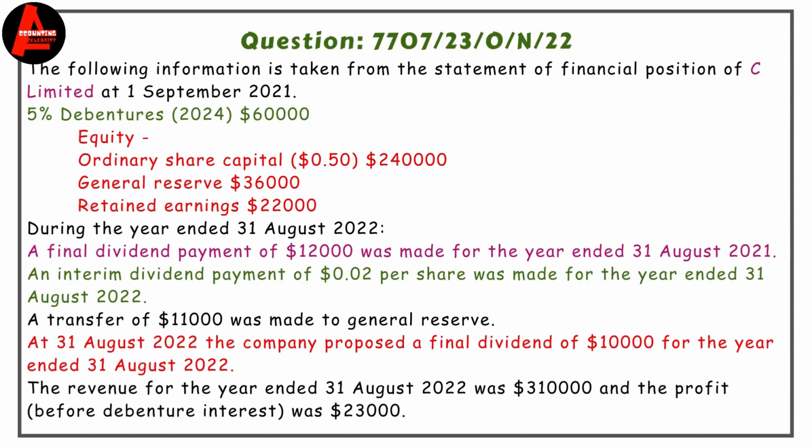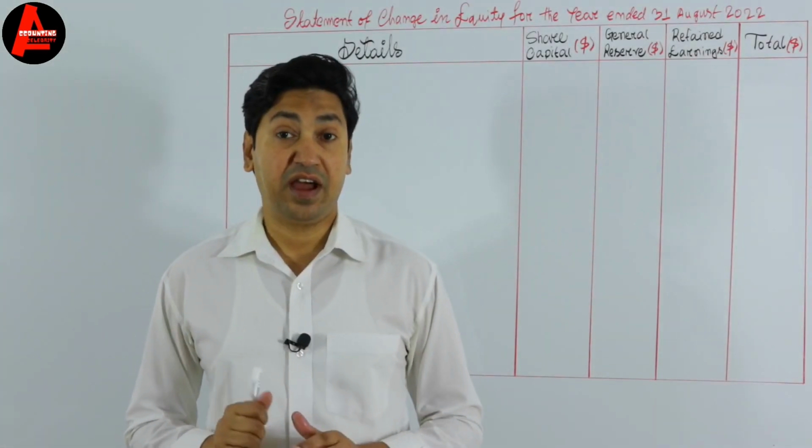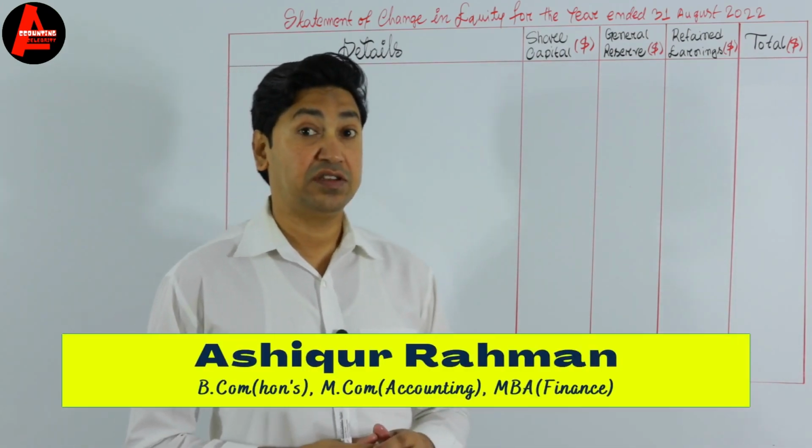The following information is taken from the statement of financial position of C Limited at 1st September 2022. Okay, so we have here some items. Here we have debentures, equity, ordinary share capital, general reserve and retained earnings. Then during the year ended 31st August 2022, we have some adjustments. From these adjustments and items, now we need to prepare the statement of changes in equity.